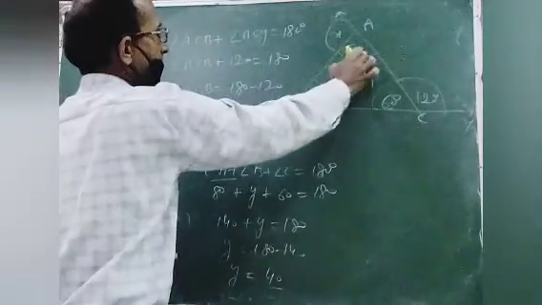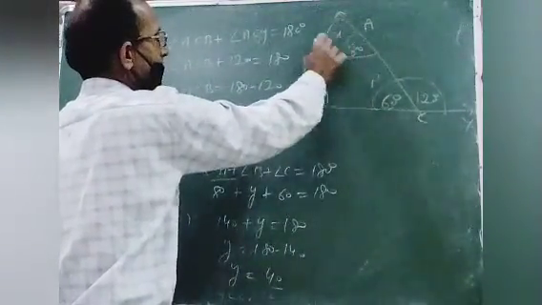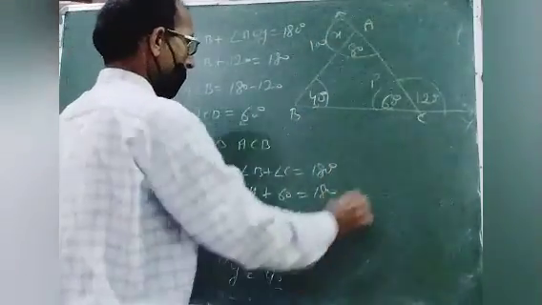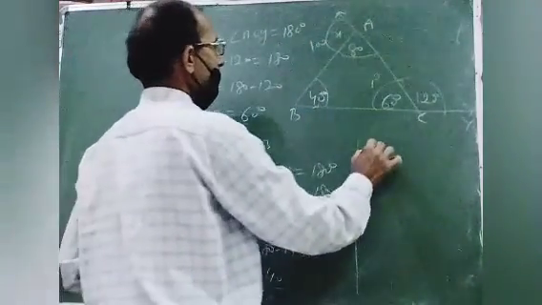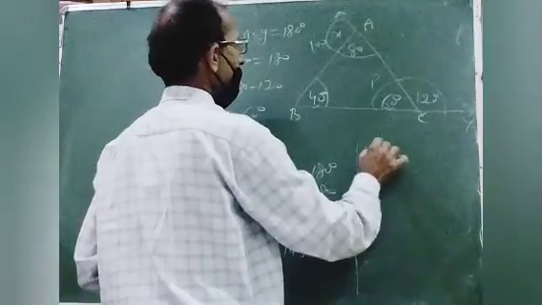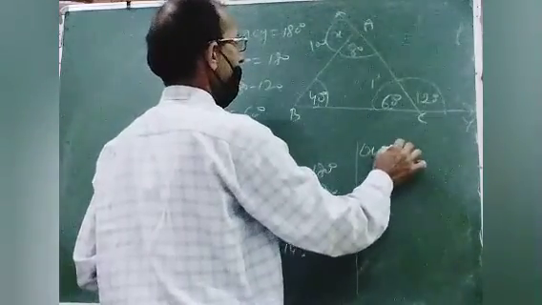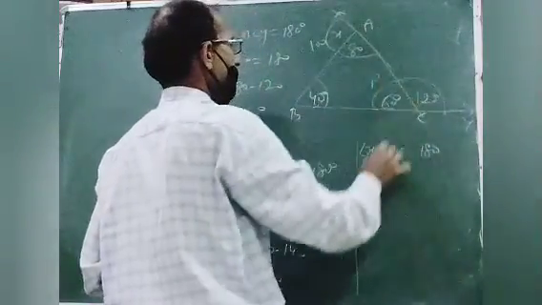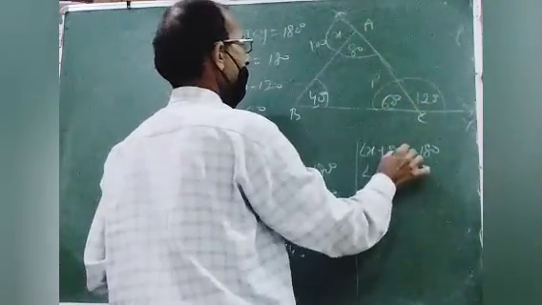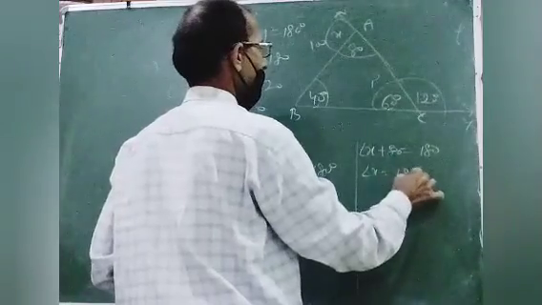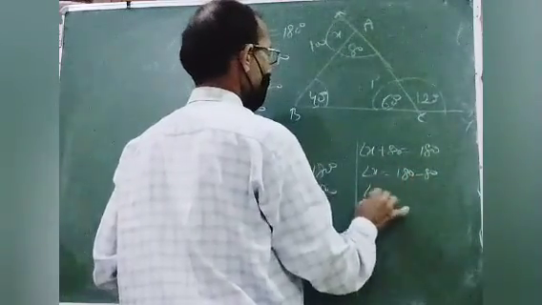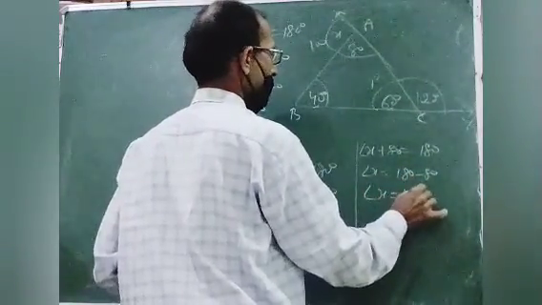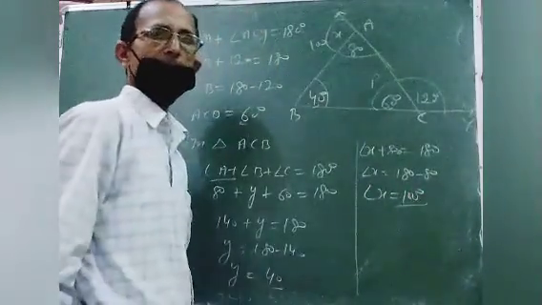Now this is a straight angle. The measure of this angle is 80. Angle x plus 80 will be equal to 180, because this is a straight angle, or a linear pair you can say. Angle x will be equal to 180 minus 80. So angle x will be 100 degrees. So this is the measure of this angle.